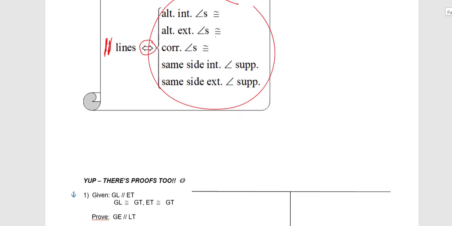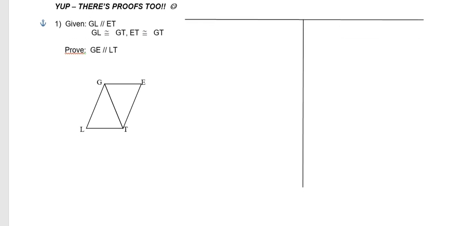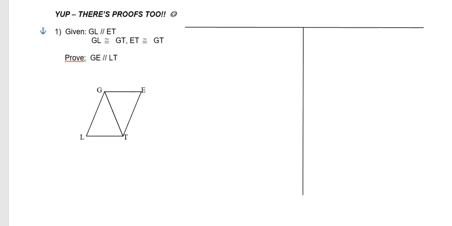Okay, so let's take a look at our first proof here. So it's given that GL is parallel to ET, and that GL is congruent to this, as well as this is congruent to GT. So you can see that all those are all congruent to each other. And what you're trying to prove here is that these two are parallel to each other.